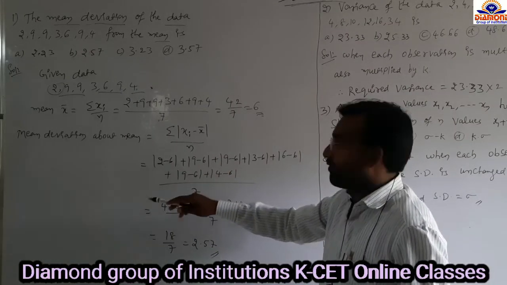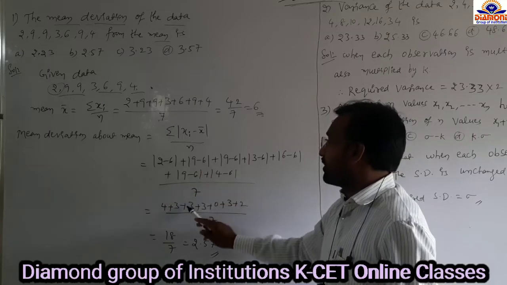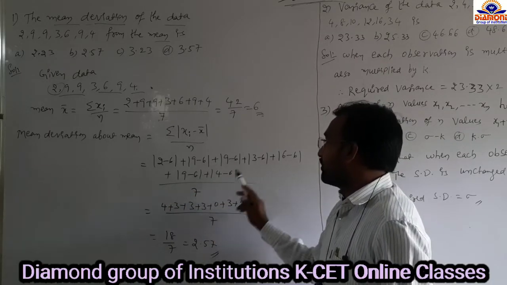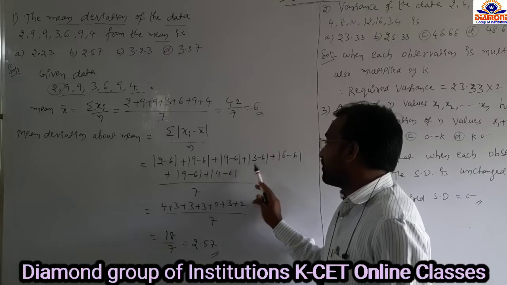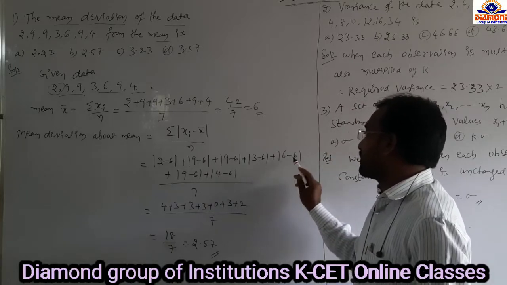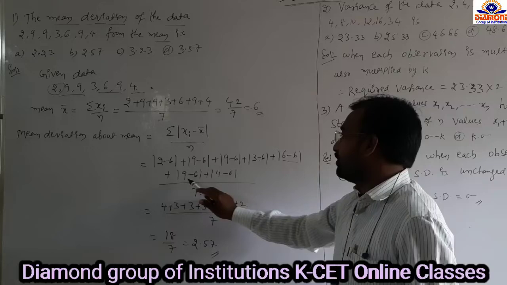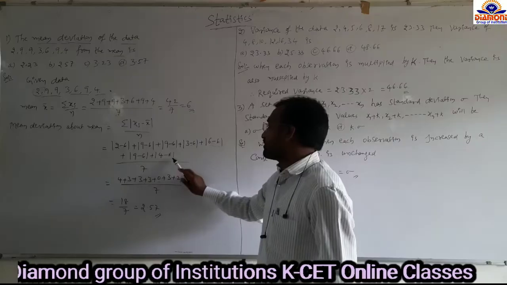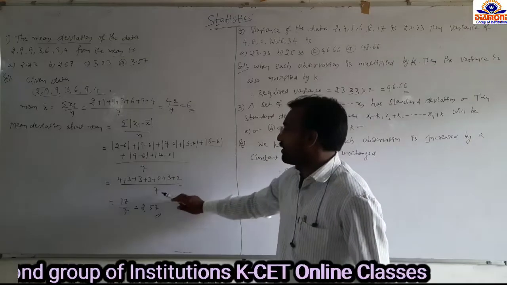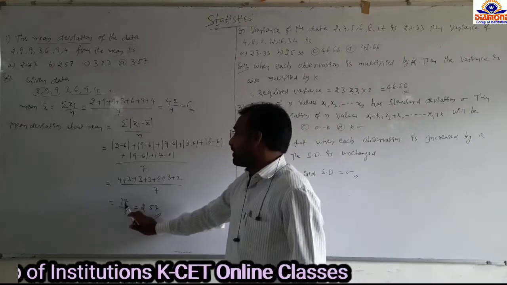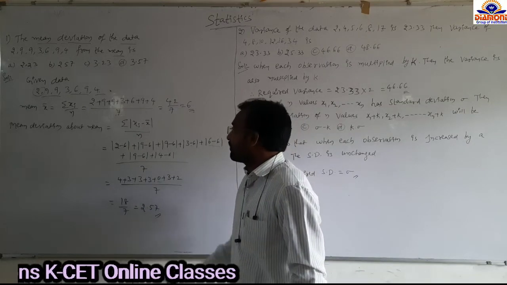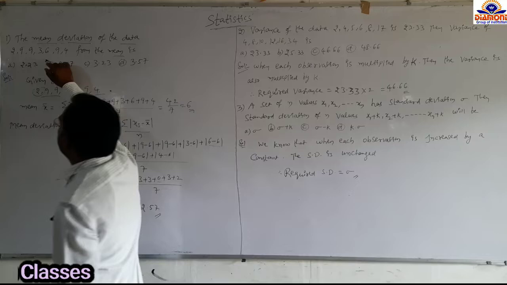In the numerator, 2 minus 6 is minus 4, and the modulus of minus 4 is 4. 9 minus 6 is 3, 9 minus 6 is 3. 3 minus 6 is minus 3, and the modulus is 3. 6 minus 6 is 0. 9 minus 6 is 3. 4 minus 6 is minus 2, and the modulus of minus 2 is 2, by 7. So the total numerator value is 18. 18 by 7 equals 2.57. So the option is B.